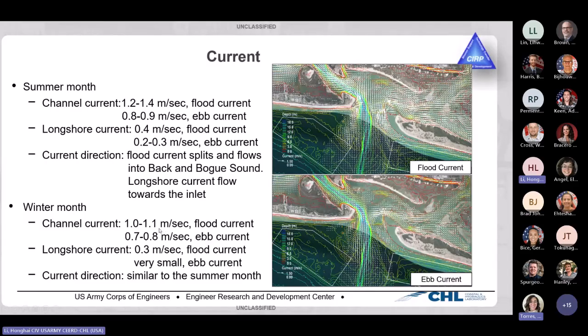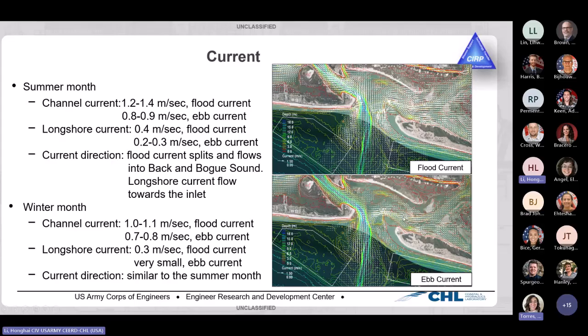So the current for the summertime is 1.2 to 1.4 meter, and the winter time is a little bit smaller. And the reason is during the summertime month we picked, early on during this tidal period, there's a hurricane Isaac passing the area. So that's why it corresponds to a little bit stronger current during summertime. So early summer, like August 4 and 5.